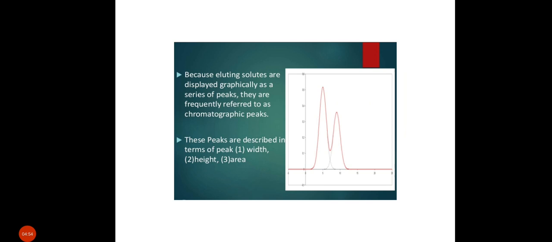Eluting solutes are displayed graphically as a series of peaks. They are frequently referred to as chromatographic peaks. These peaks are described in terms of, first, peak width, second, peak height, and third, peak area. So depending on these three characteristics of the peak, we identify the solute.